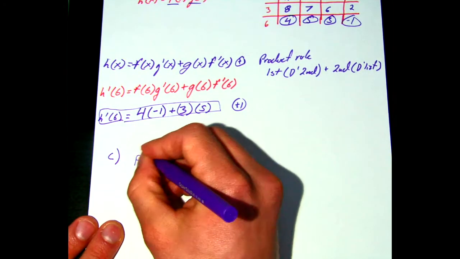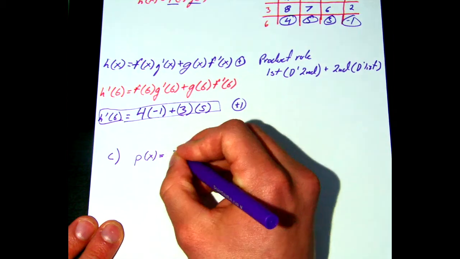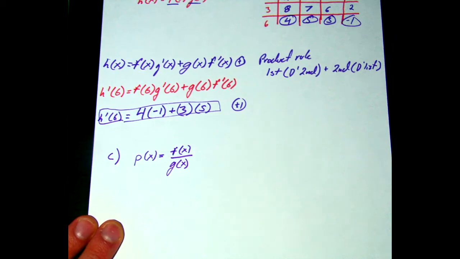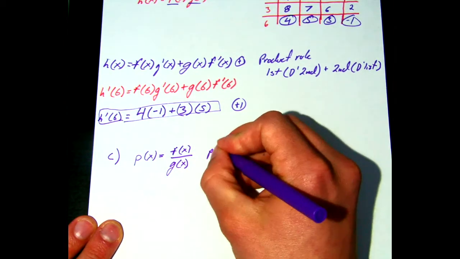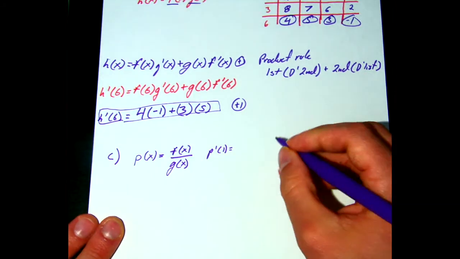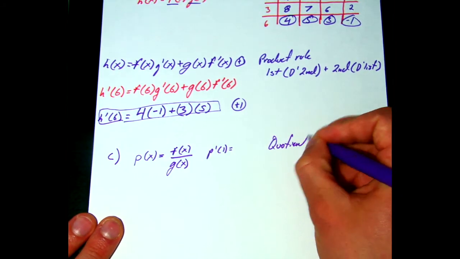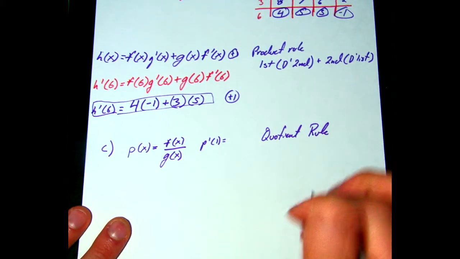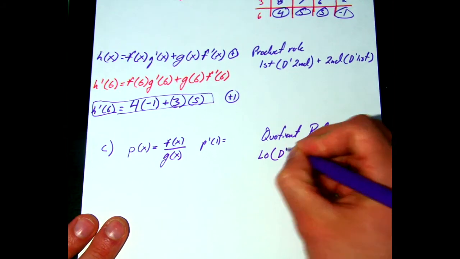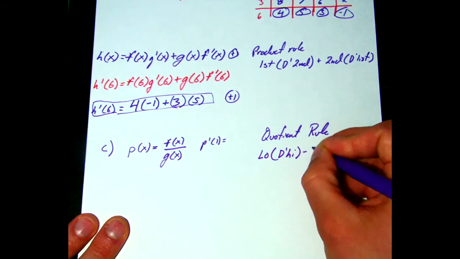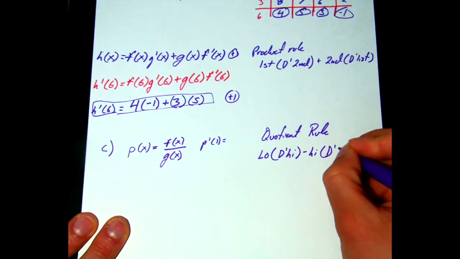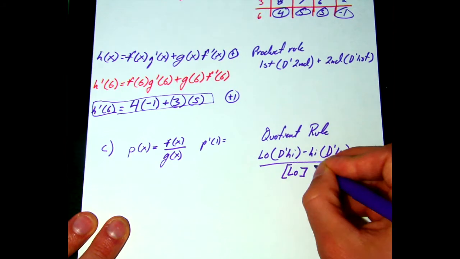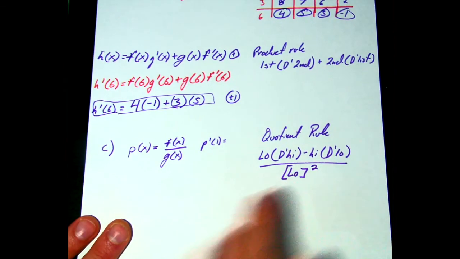It says, hey, p of x is equal to f of x divided by g of x. Okay, so I'm going to think quotient rule, because we need to find p prime of 1. Quotient rule. Mr. Laughlin, when he was in high school, memorized this as low derivative of high minus high derivative of low all over low squared. And put this in brackets for me, because you have to square the whole thing.